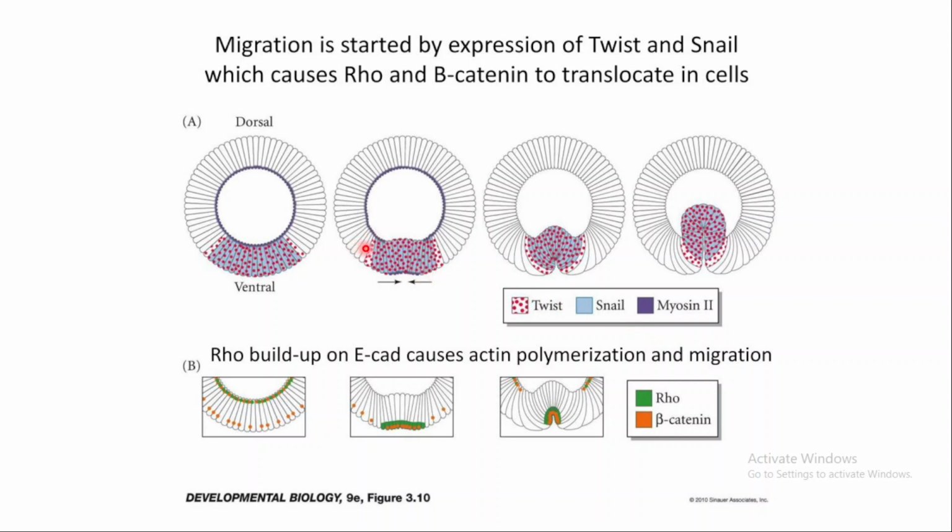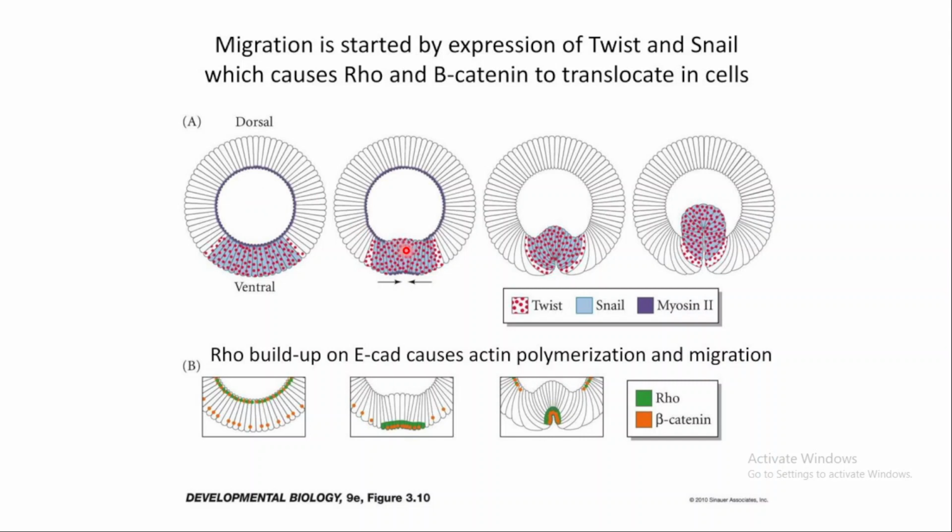So twist and snail only express in the ventral side of the Drosophila, and due to their expression, what happens is myosin 2 is a protein which lines the basal side of the epithelium. If you see these dark blue proteins here line the basal side, and this outer layer is the apical side. So myosin 2 generally lines the basal side, forming the basal lamina, an impenetrable layer. Nothing can penetrate the basal membrane, means the cell cannot. It's a hard surface.